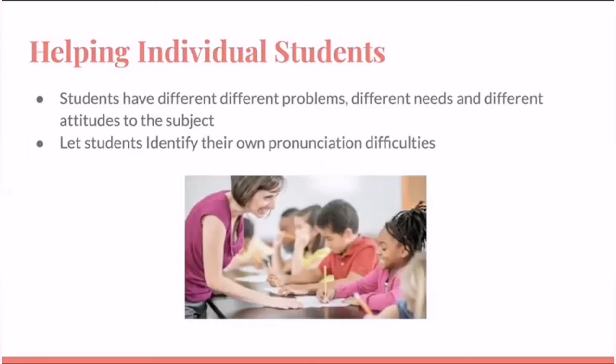Helping individual students. Teachers work with the whole class when organizing pronunciation teaching classes. Pronunciation is an extremely personal matter. However, different students have different problems, different needs, and different attitudes to the subject. When working with phonemes, the teacher must get the students to identify their own pronunciation difficulties rather than telling them. The teacher will ask each student what words they found easy and which words they found difficult.